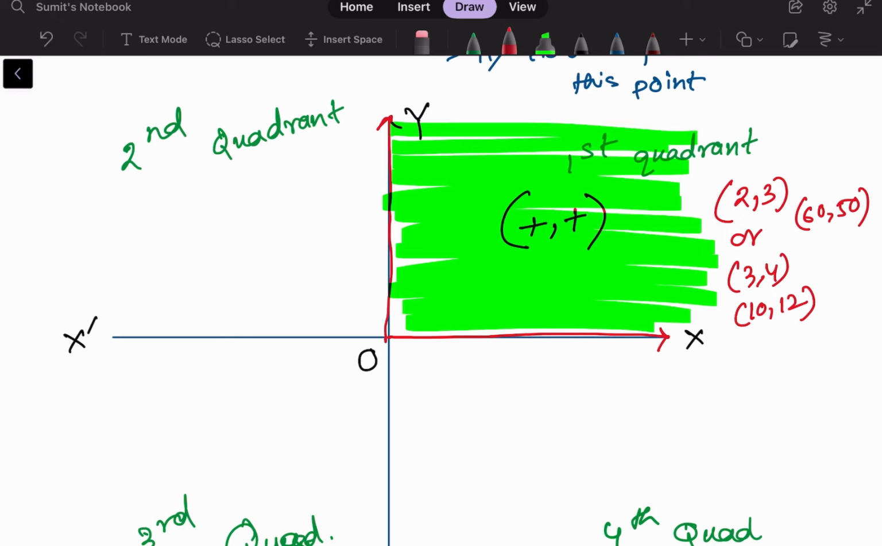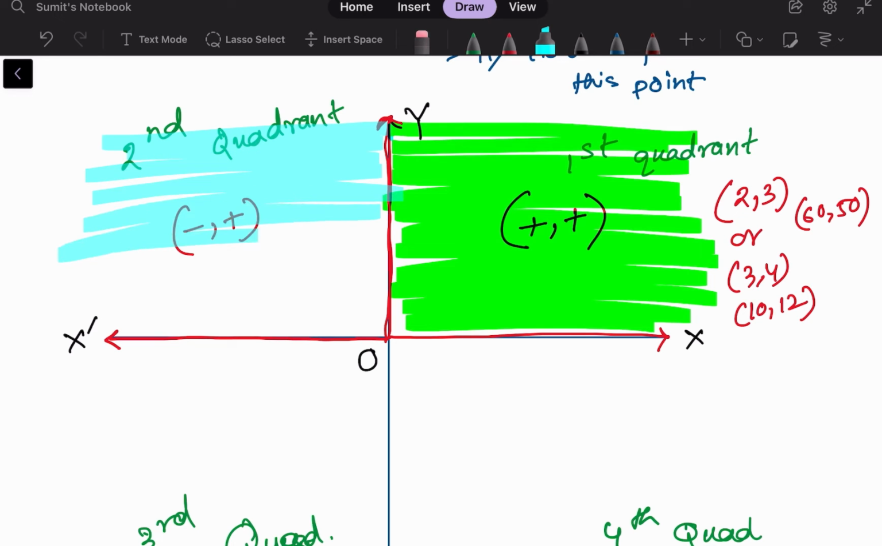Now move to the second quadrant. You can observe the second quadrant is bounded by the negative x-axis and the positive y-axis. So negative x and positive y, minus comma plus. That means negative comma positive. X comes first and then y will come. So x is negative, and we can highlight this region with another highlighter. Second quadrant.